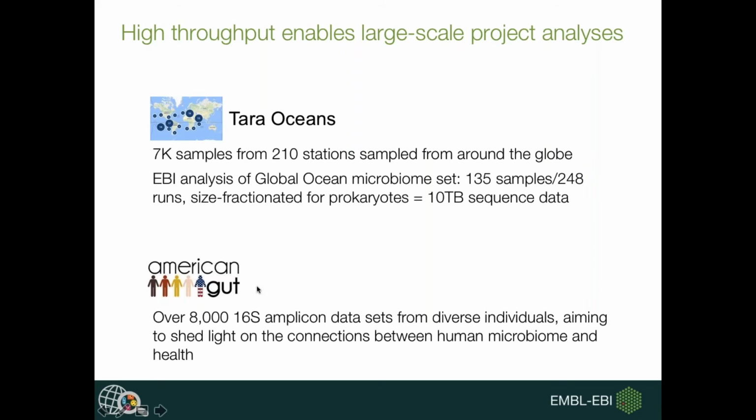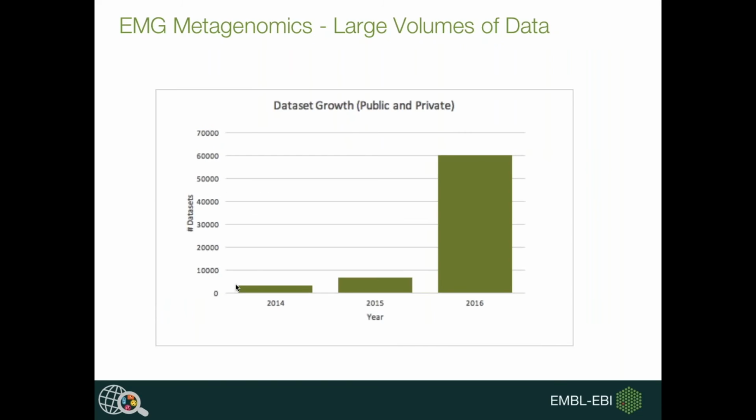There are things like American Gut on the site. So this is over 8,000 16S amplicon data sets from various diverse individuals. And the idea is to try and tease out the connections between microbiome and health. We also have the UK Twins metagenome project, which is coming soon. That's about 3,000 samples. So we're able to cope with really large-scale data sets.